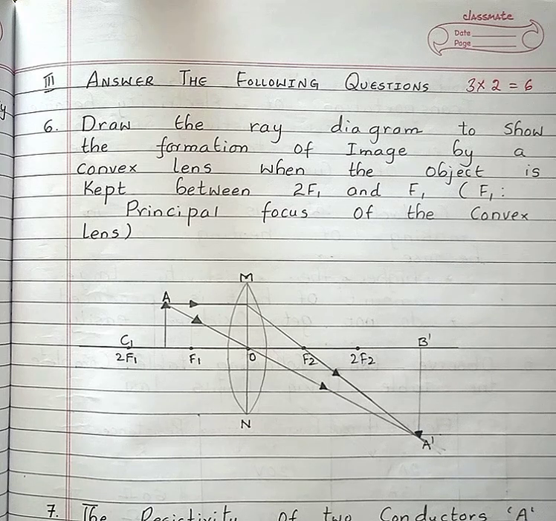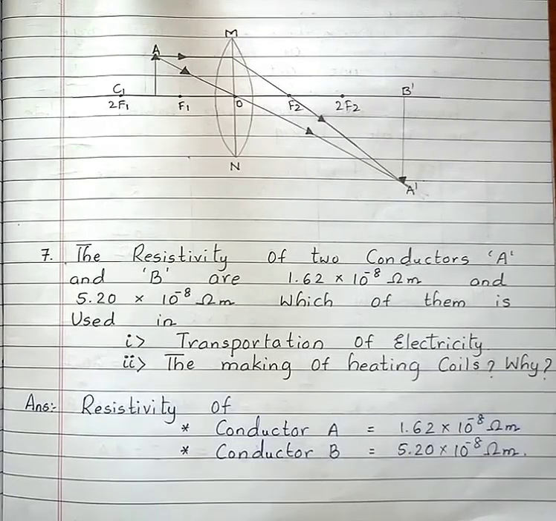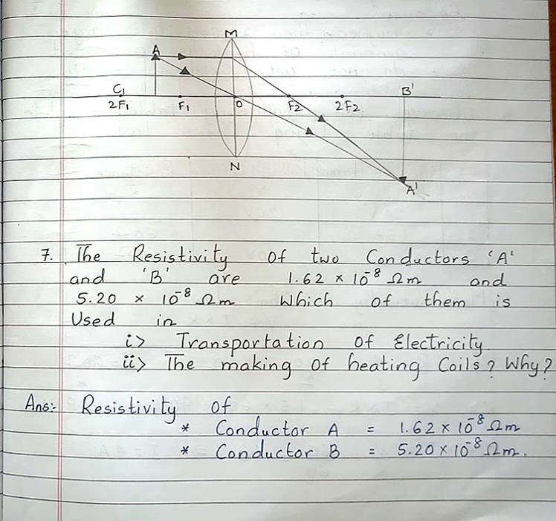Third main, answer the following questions. 2-mark questions. Question number 6. Draw the ray diagram to show the formation of image by a convex lens when the object is kept between 2F1 and F1. F1 is the principal focus of the convex lens. Draw a convex lens, then as given, the object is placed between 2F1 and F1. Now by using any two light rays, we get the image.